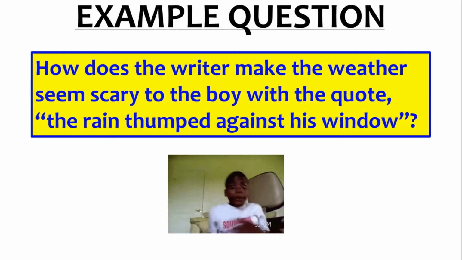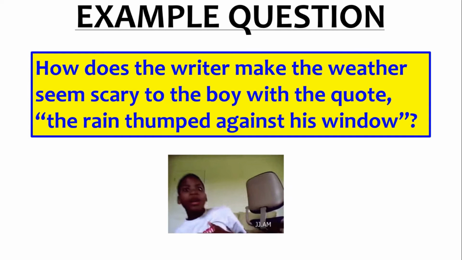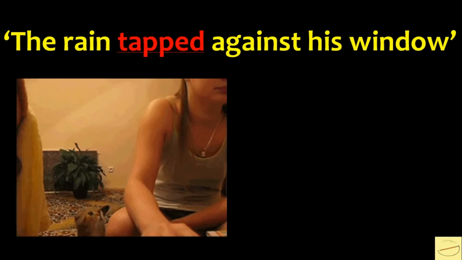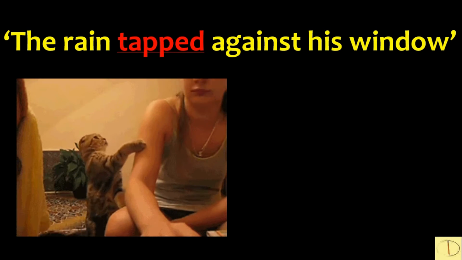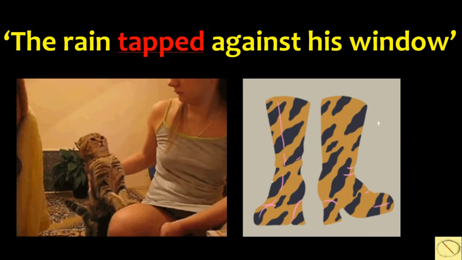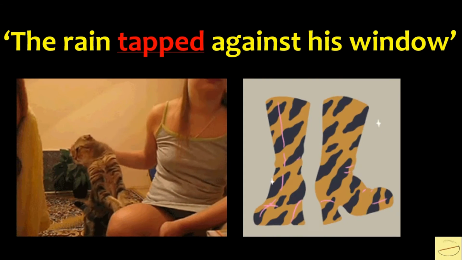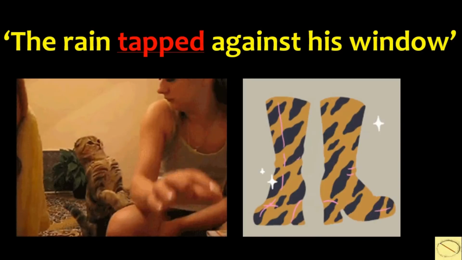So let's look at an example question. How does the writer make the weather seem scary to the boy, with the quote, the rain thumped against the window? So look at that quote and think, well, why has that made the rain seem scary to the boy? Well, first of all, we're going to look at the verb used. If the quote had been the rain tapped against the window, we're getting a different feeling, aren't we? If someone is tapping, it's quite soft, quite gentle. It's not particularly hard, not particularly aggressive. That wouldn't be scary at all, like light little rain like this.